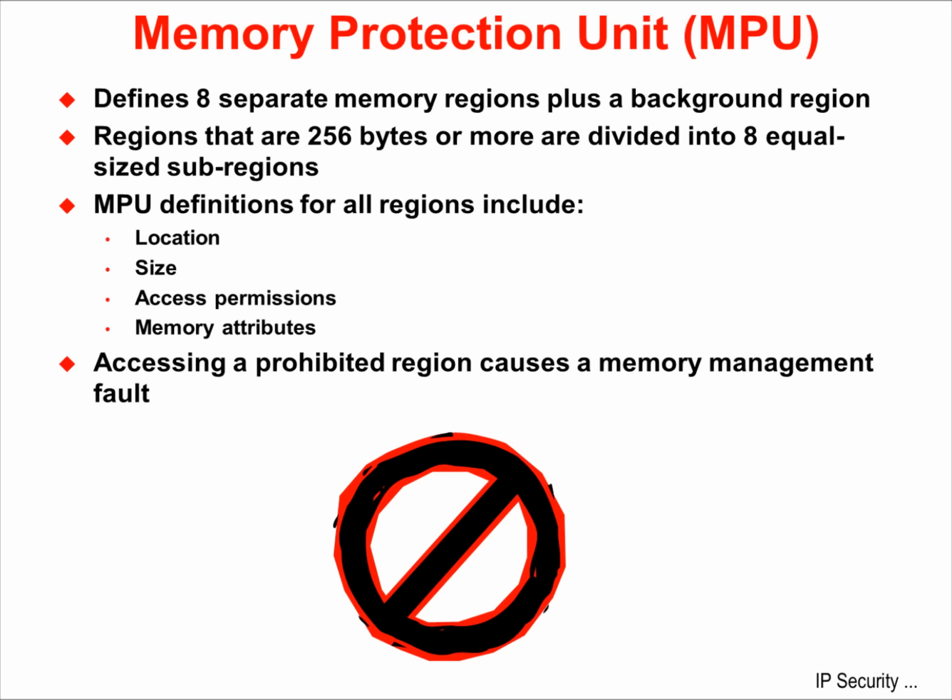The memory protection unit defines 8 separate memory regions plus a background region that's accessible only from privileged mode. Regions 256 bytes or larger in size get divided into 8 equal-sized subregions. MPU configuration can be relatively simple or very complex depending on your goal. You can configure different attributes for each region and subregion. For example, allow code execution, allow data, allow writes, etc. Accessing a region in a prohibited way will cause an immediate memory management fault.